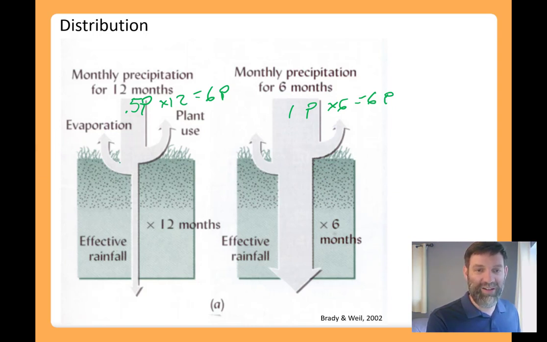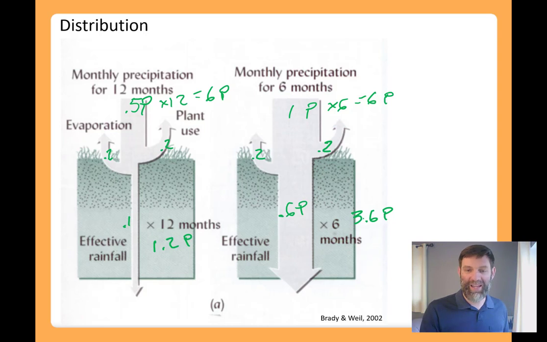Because our evaporation and plant use are the same in either scenario, we're going to subtract off, let's say, 0.2p here and 0.2p here, and we're going to keep them the same on this side. Then every month, we only get 0.1p making its way through the soil for a total of 1.2p effective rainfall in the year. On the right here, 1 minus 0.2 minus 0.2, we've got 0.6p that actually makes it through. It only does it 6 times, right? It's half as frequent, but the amount that actually makes its way through is greater, so we end up with 3.6p. In this scenario, it's triple the effective rainfall by having bigger storms but less frequently.